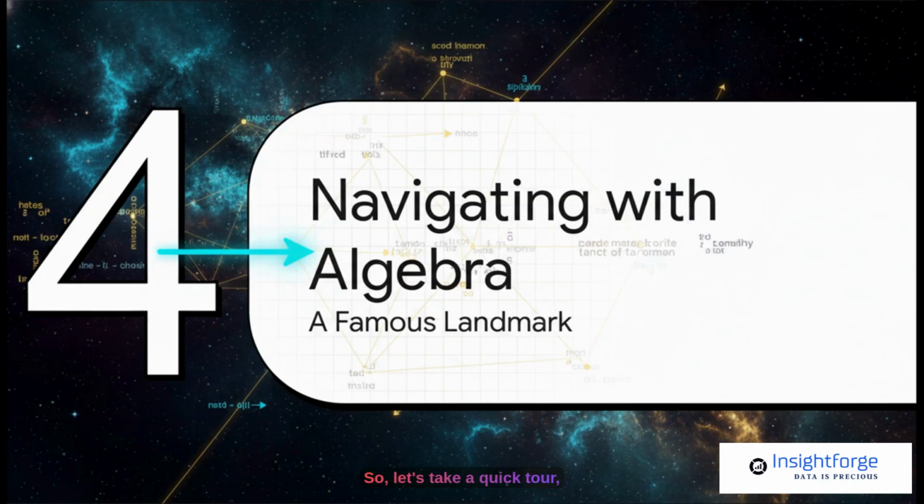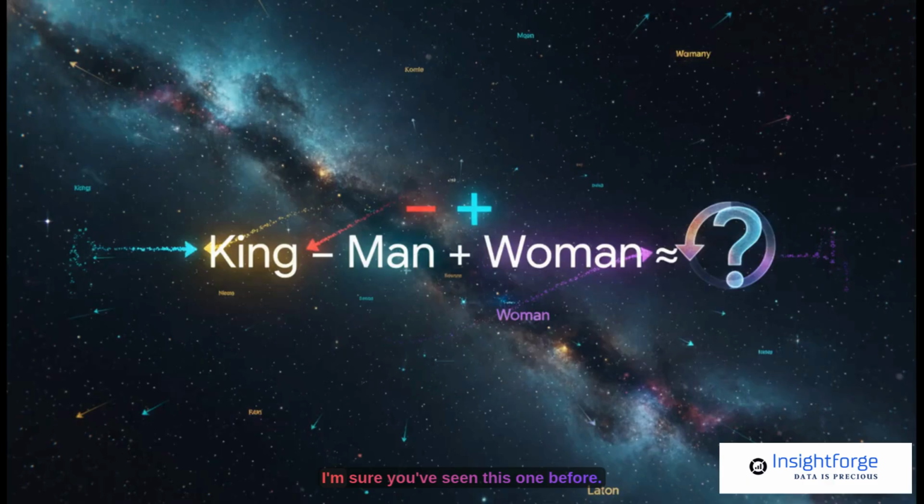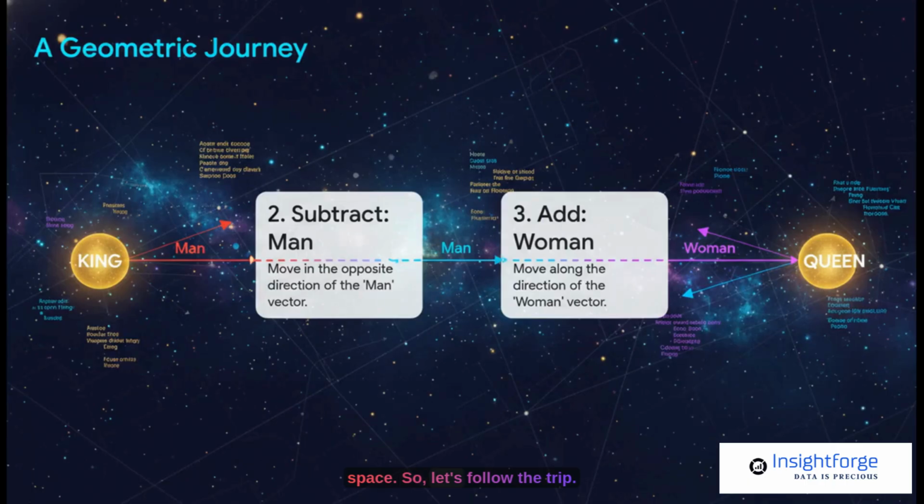So let's take a quick tour using probably the most famous example in all of AI. I'm sure you've seen this one before. It looks like a little logic puzzle, but to the machine, it's not a puzzle at all. It's just a set of directions for a journey through this meaning space. So let's follow the trip.